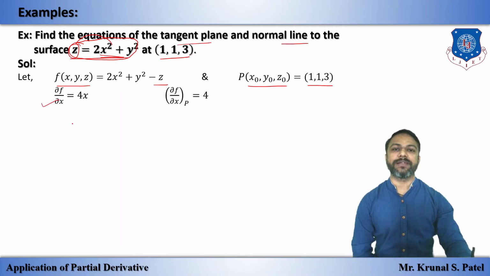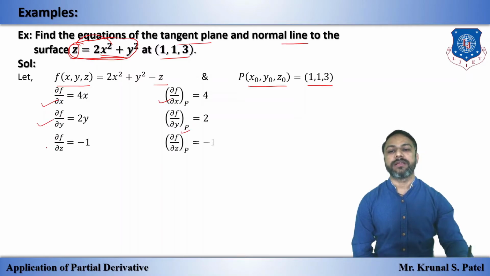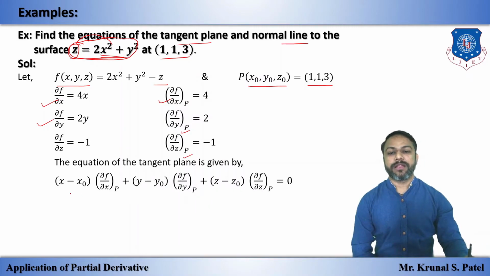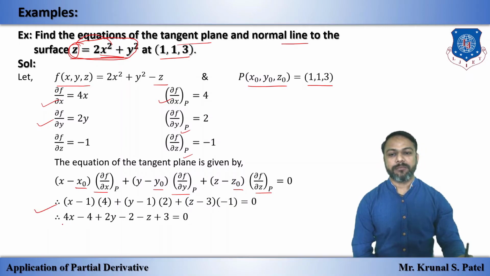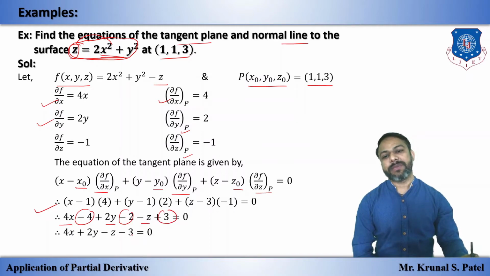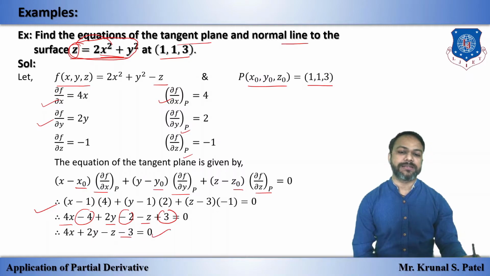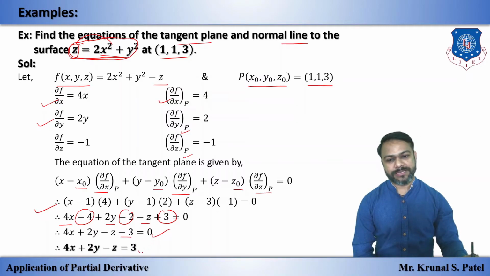And we know that we find the derivative with respect to x at point P, the derivative with respect to y partially at point P, and with respect to z partially at point P. Now write down the formula, replace the values x0, y0, z0 and the derivatives. We have this equation. By expanding this, we will get this. By collecting the variables together and the numbers, we have this equation, and by taking this minus 3 to the right hand side, or we can leave it here also, I am just taking it, this is our equation of tangent plane.